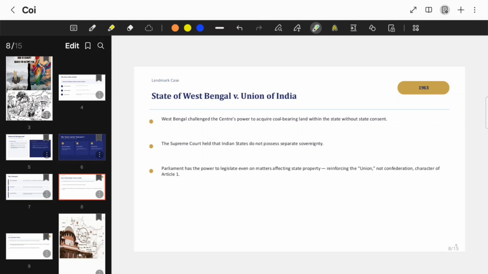The Supreme Court's answer was blunt. Indian states do not have separate sovereignty. Parliament can legislate on matters affecting state property. The court cemented what Article 1 already implies: India is one union, not a group of semi-independent states.